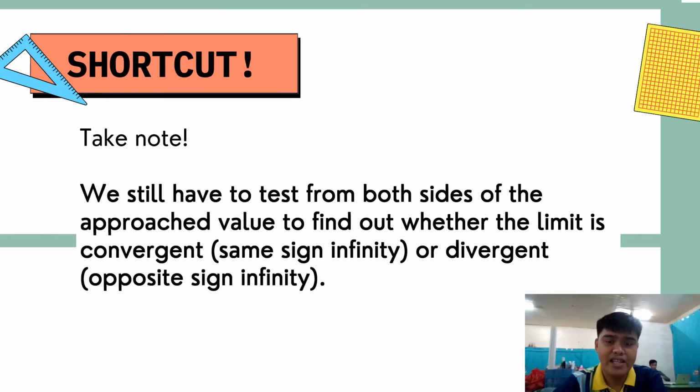Now, when we finally determine that the limit of that function at a certain x value is infinite, we cannot stop there. We still have to test from both sides of the approach value to find out whether the limit is convergent, or the same sign infinity, both negative or both positive infinity, or divergent, meaning they have opposite signs, either positive infinity, negative infinity, or negative infinity, positive infinity.